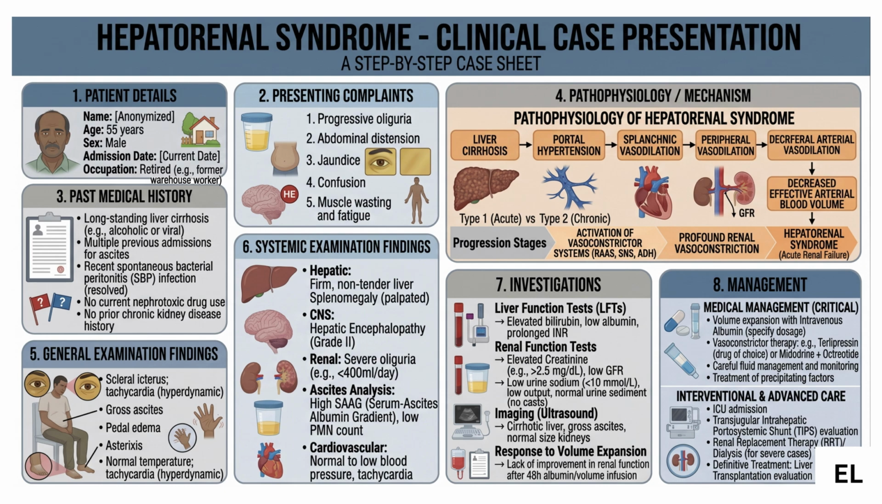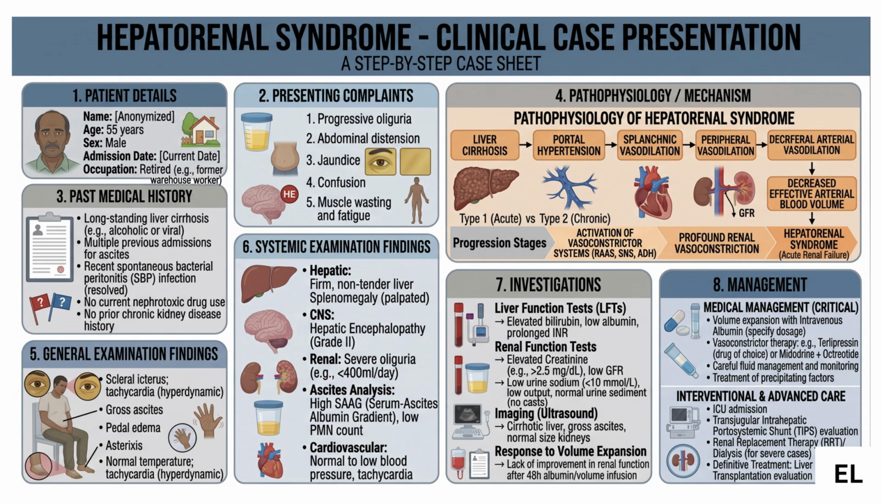This vasodilation is mediated by substances such as nitric oxide. Because a large amount of blood pools within the dilated splanchnic vessels, the effective arterial blood volume decreases even though the total body fluid volume is increased.